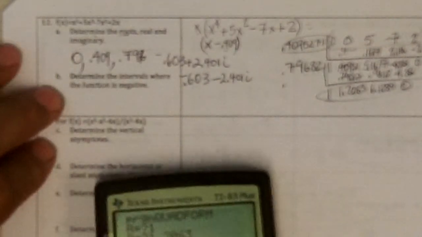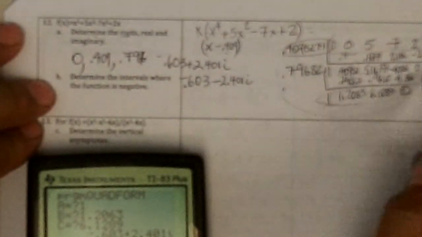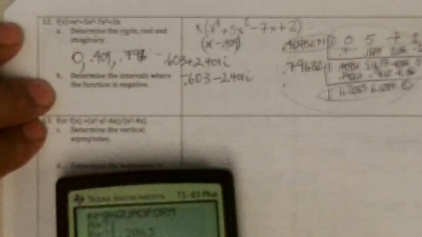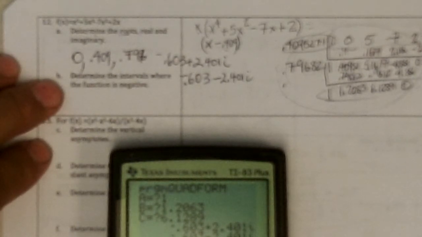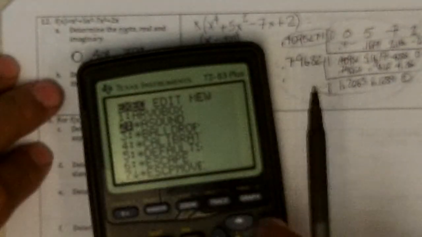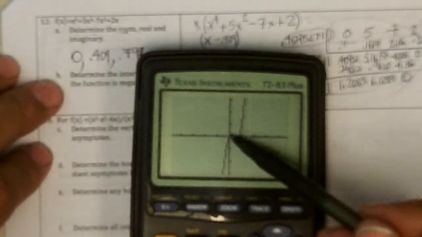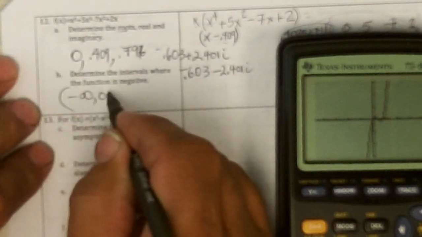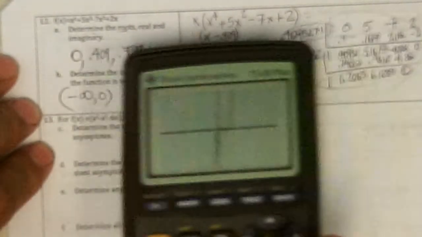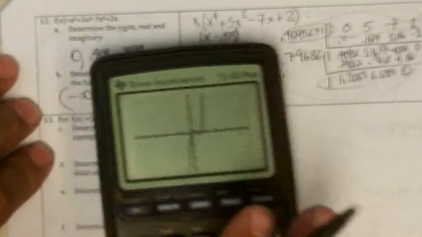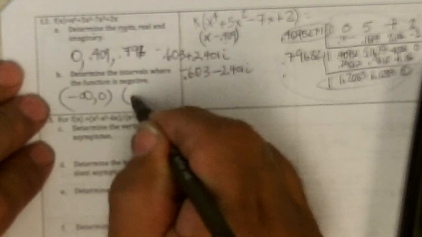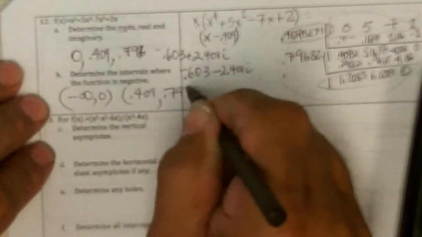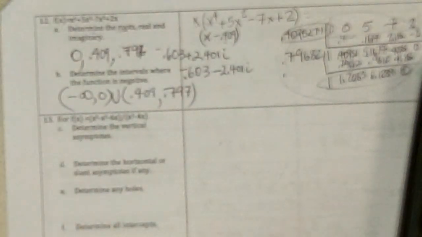Okay, determine the intervals where the function is negative. I apologize for this. I will try not to have decimal looking ugly things like that on the test. Okay, determine the intervals where the function is negative. So we have the graph of that function, and it's negative up to 0. So from negative infinity to 0. It's not negative at 0. And between these two roots, and so that would be between 0.409 and 0.797. Those are the two places where it's negative.